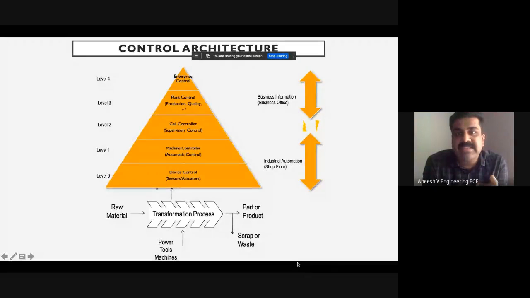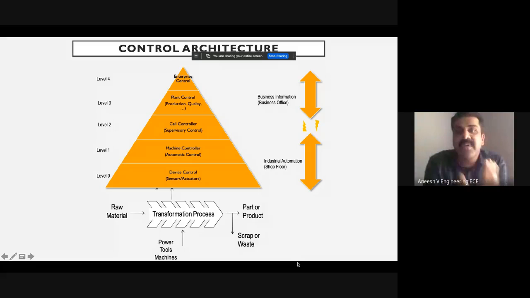The next level is level 3. It's plant control. That is the production of the particular plant, quality of the plant, safety measures of the plant, all these things come under level 3. Then the enterprise control. These are the 4 levels of control architecture, level 0 to level 4.